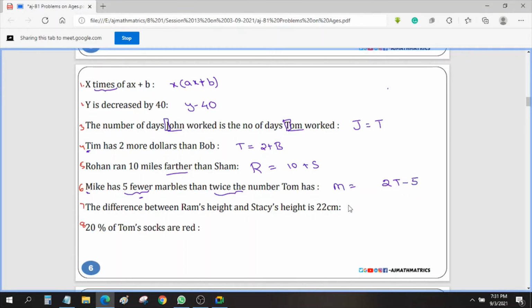So this is the actual equation. So be clear. Mike has M number of marbles with him. Tom has T number of marbles with him. So Mike has totally 5 fewer than twice the number Tom has.